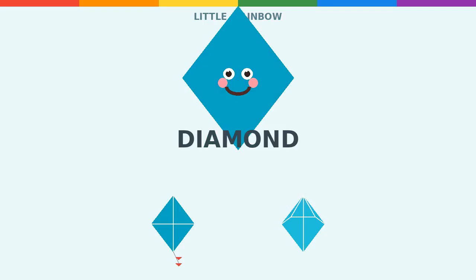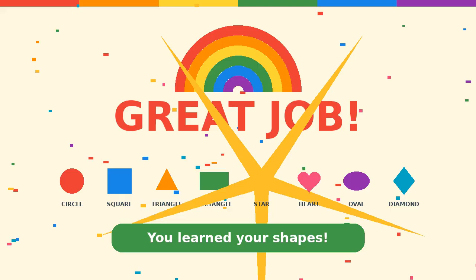This is a diamond. A diamond has 4 equal sides that lean to the side. Look at a kite and a shiny gem. They are all diamonds. Can you say diamond? Diamond. You did it.